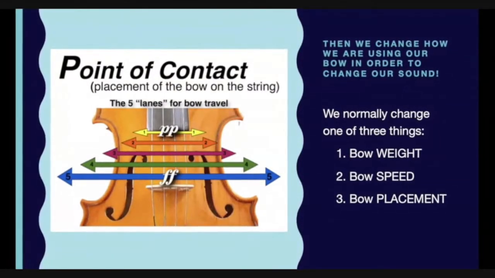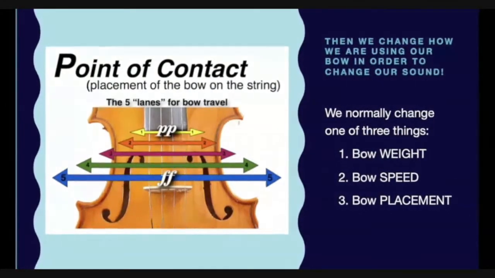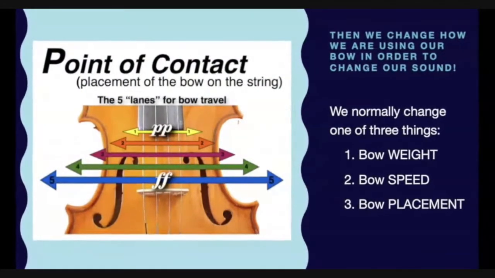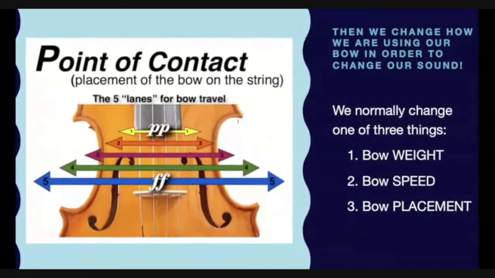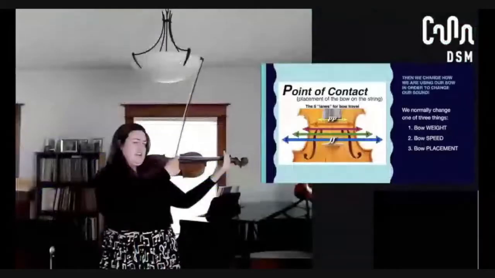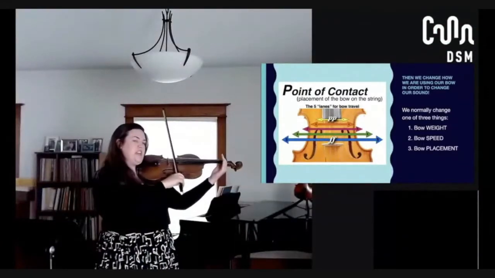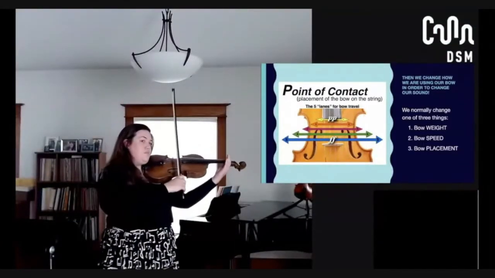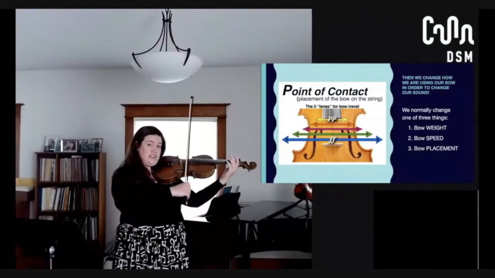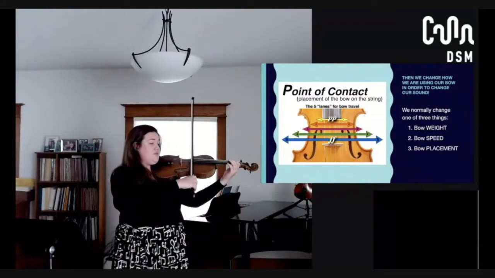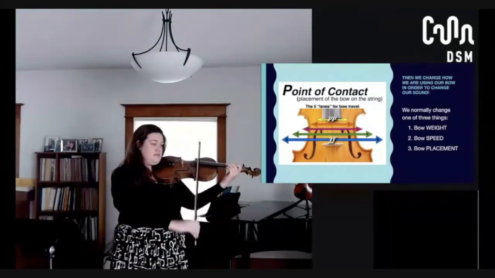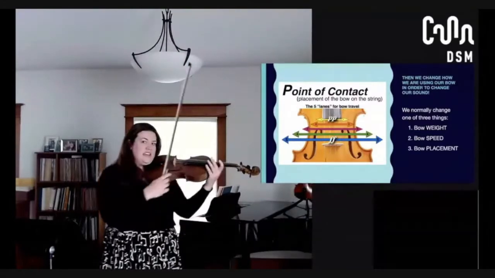So I already told you that our bow needed to stay parallel to the bridge. And I think I have a photo here that shows you that there are kind of different lanes that we could be in. Normally I'm about in the middle of where my fingerboard, this part here, and my bridge are. I try to stay pretty close. If I move way over the fingerboard, that's our normal sound. Way over the fingerboard, it doesn't vibrate as well.